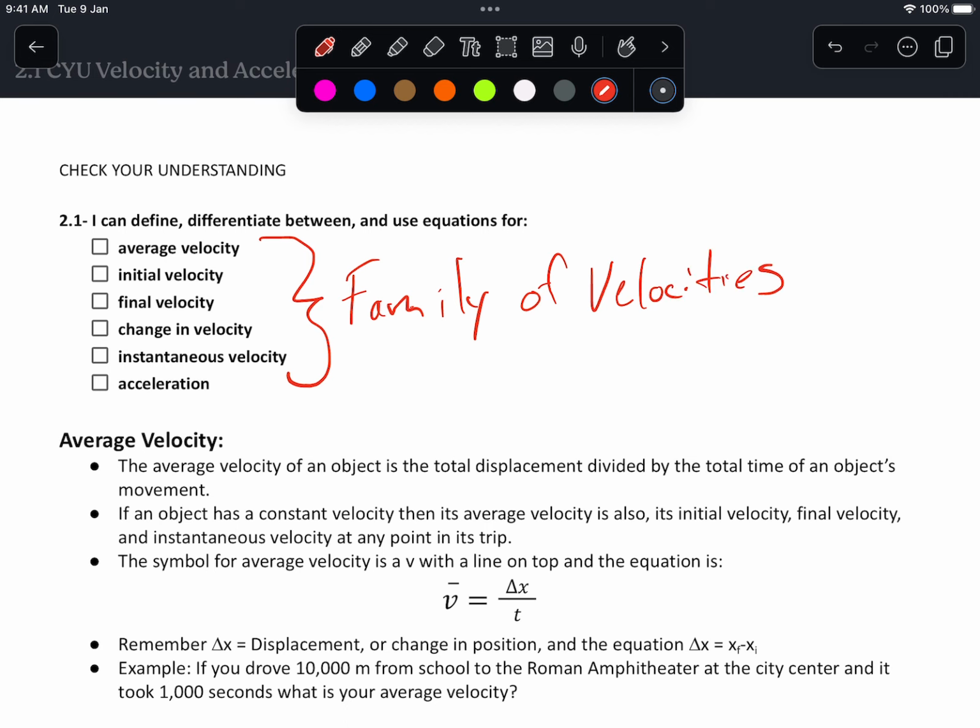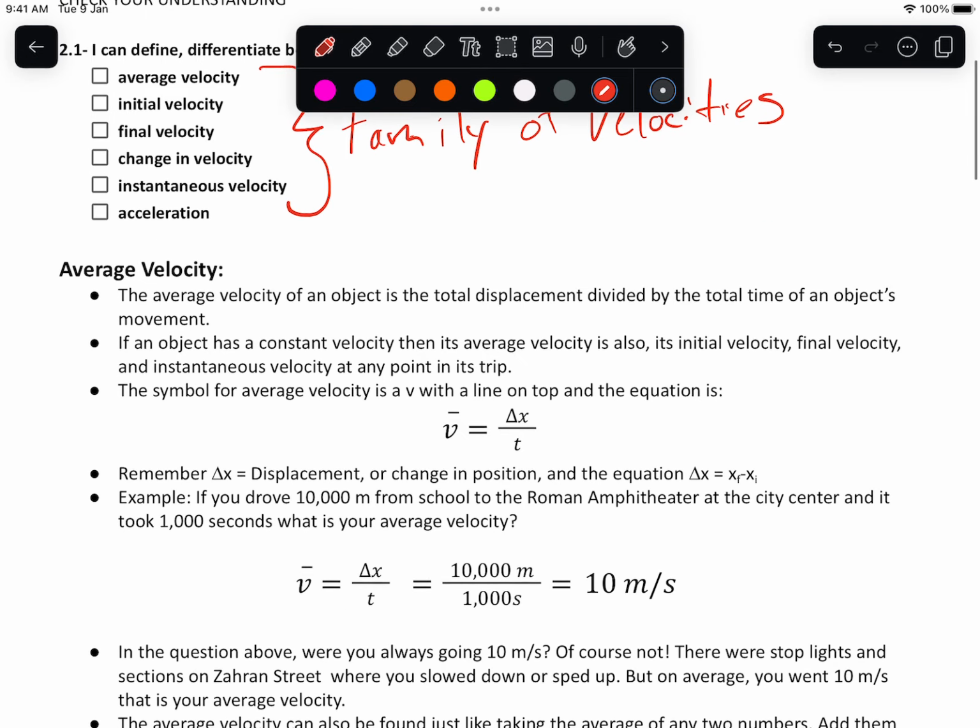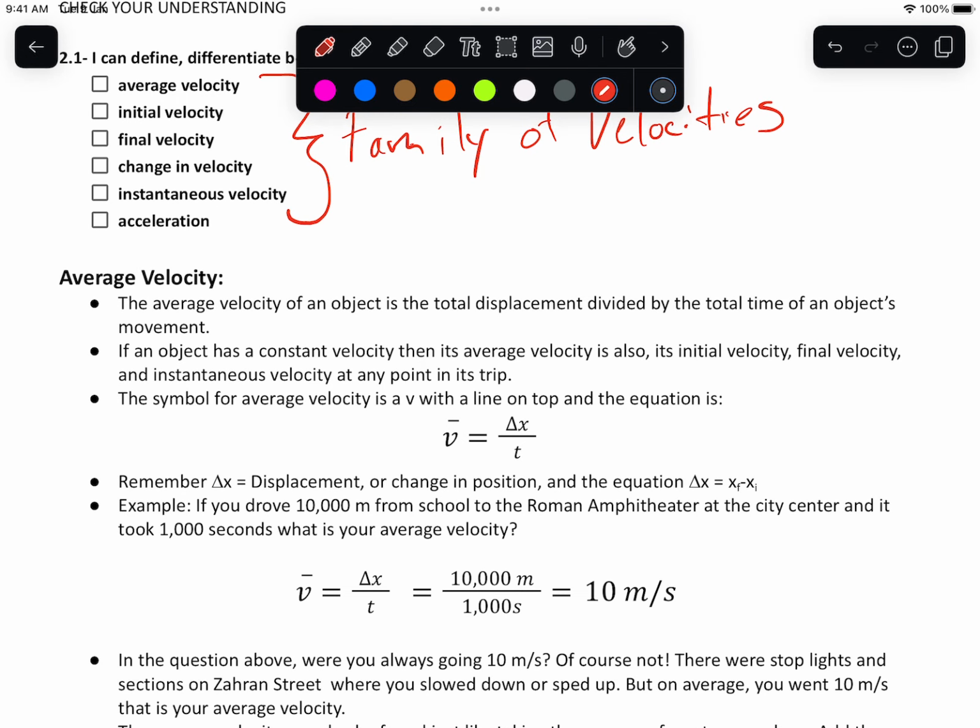Because there's a lot of different ways to look at velocity. So average velocity we've seen before. The average velocity of an object is the total displacement divided by the total time of an object's movement. If an object has a constant velocity, then its average velocity is also its initial velocity, final velocity, and instantaneous velocity, right? So if an object has a constant velocity, its velocity is the same all the time. So its initial velocity, final velocity, and instantaneous velocity are all going to be the same.